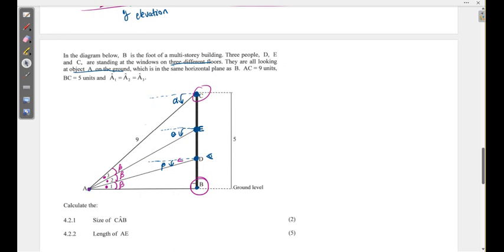However, let's understand that since this is the angle of depression here, the angle of elevation will be this one, which means this is theta. It means theta is beta plus beta. Right? And then this one, let me use a different color.